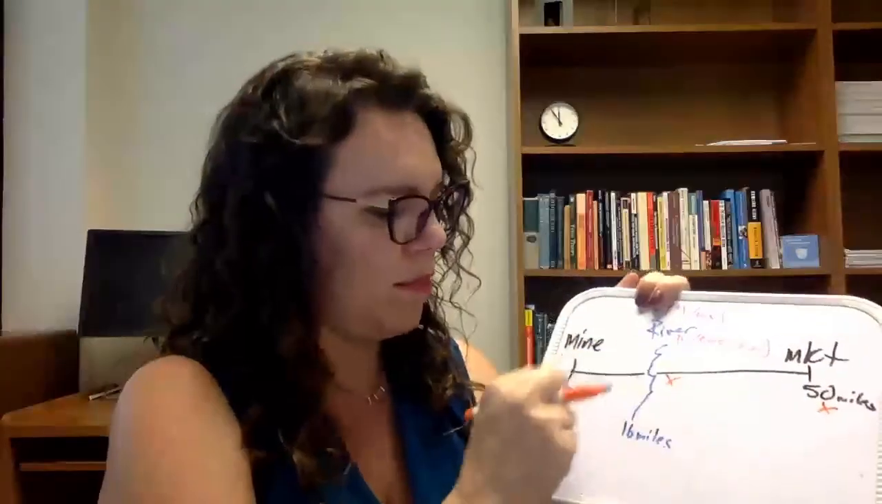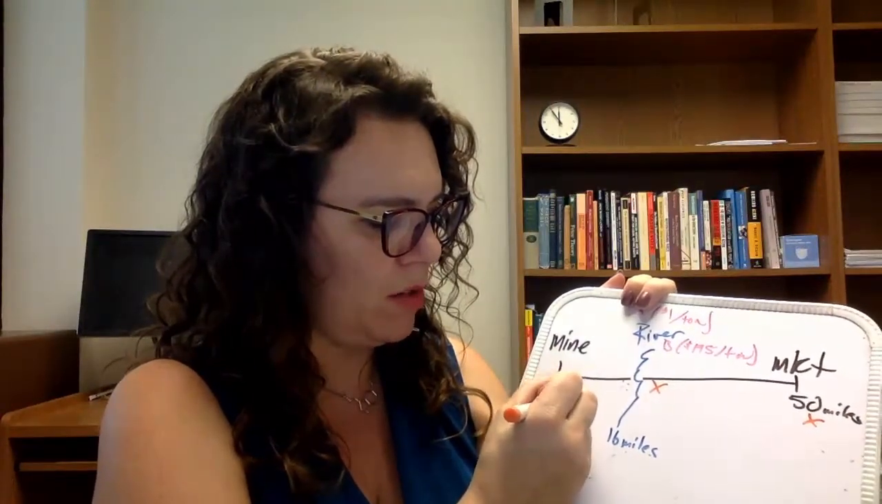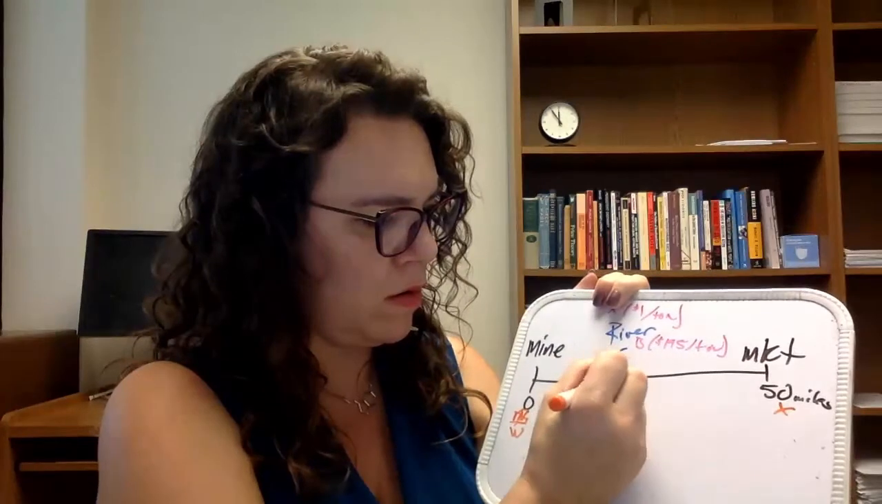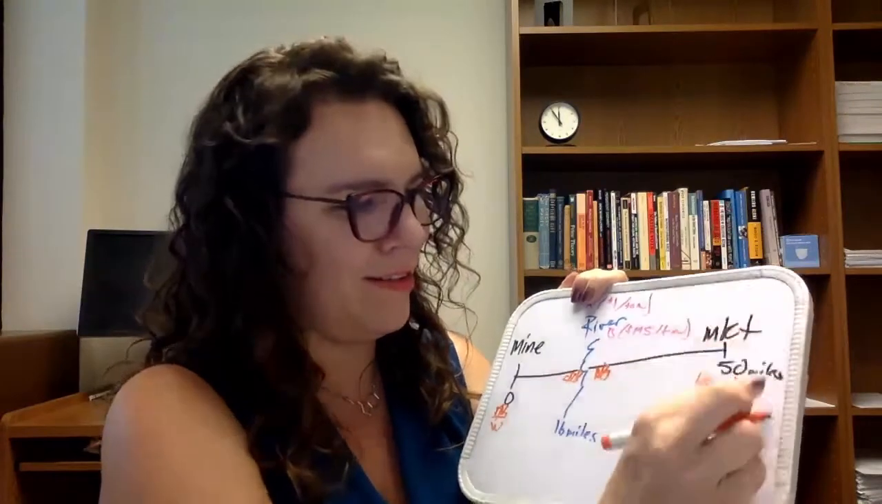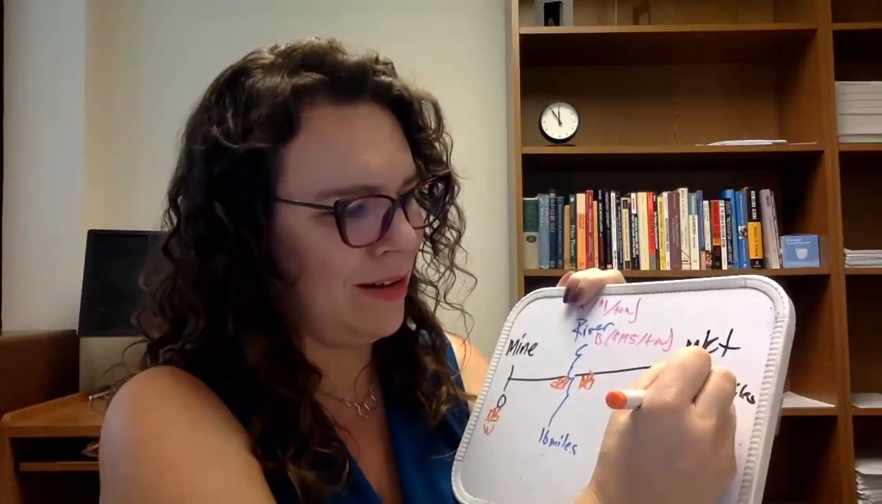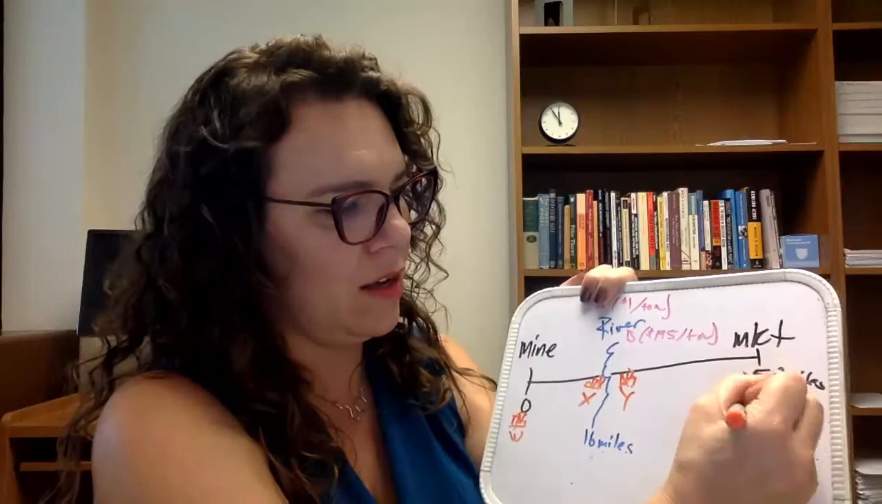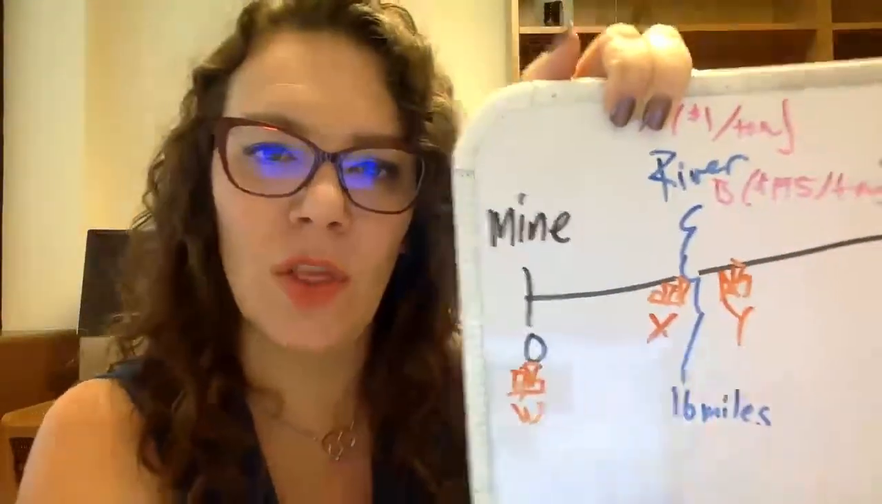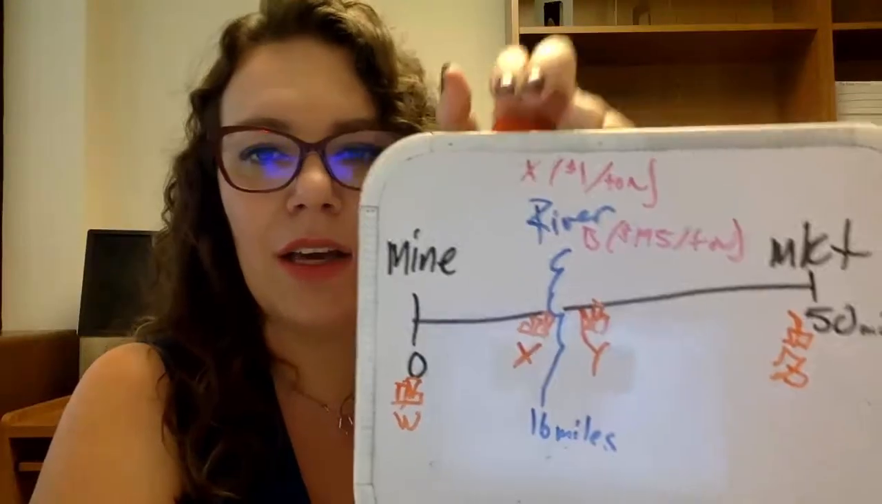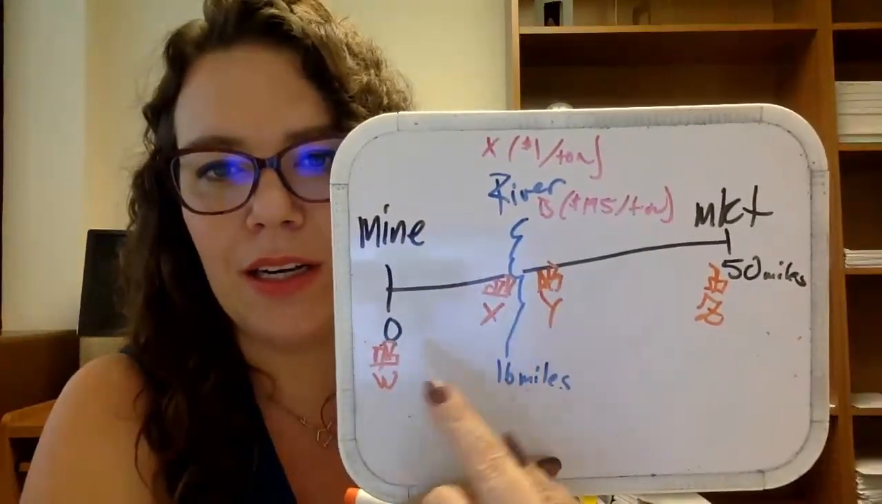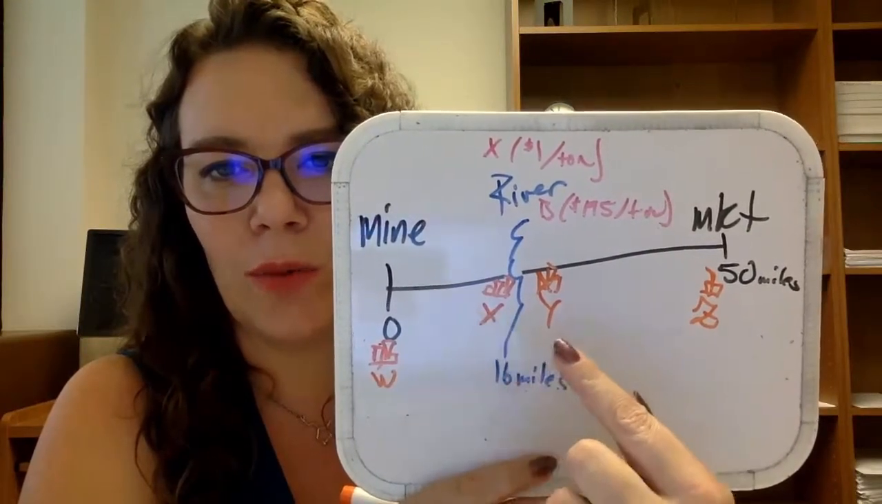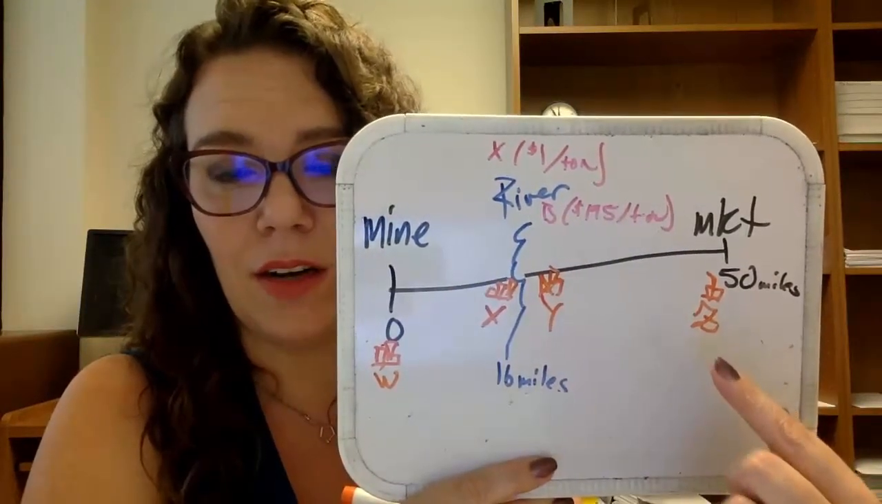I'm going to label all of these points. I'll make them a little factory with a little smokestack. See, drawing is important in economics. Who knew? So I've got W, X, Y, and Z. Okay, so I have 4 potential locations for my factory: at point W where the mine is, point X on the mine side of the river, point Y on the market side of the river, and point Z in the market itself.